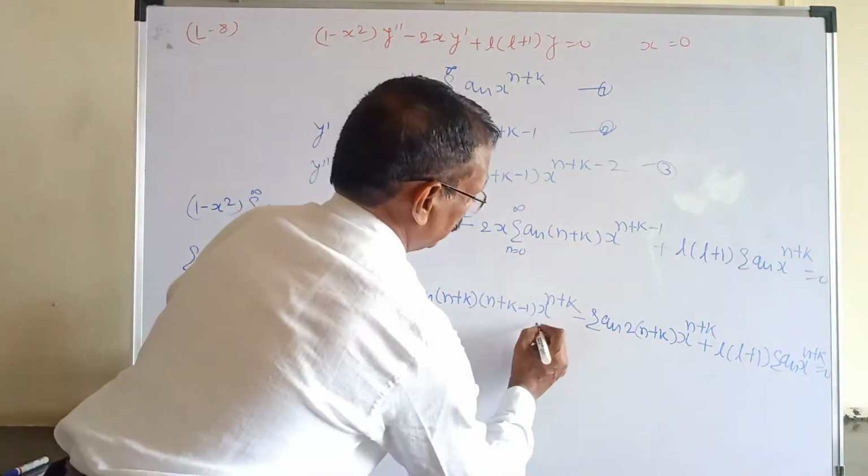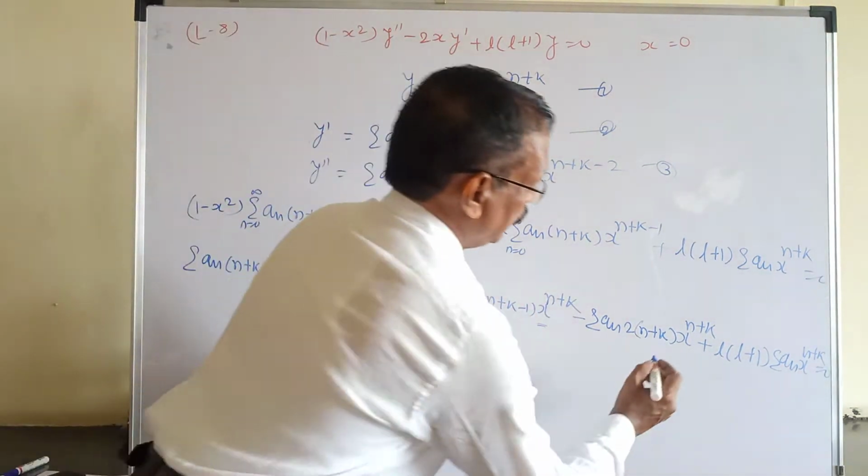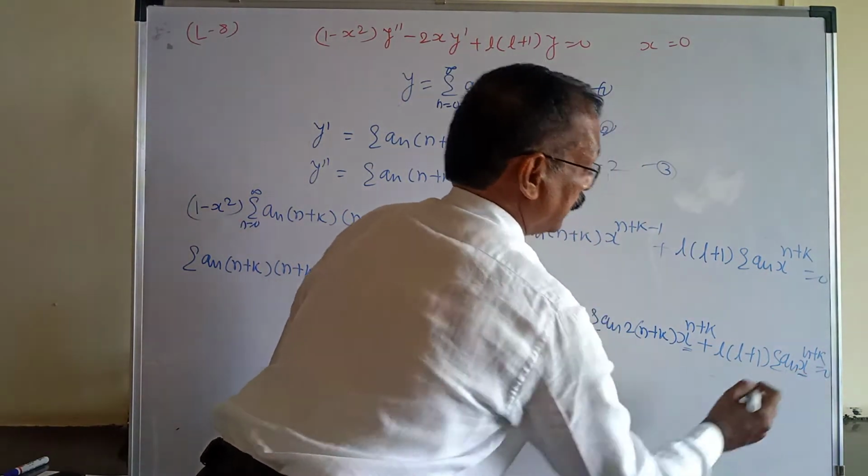Now see here, observe the equation. Here is the x^(n+k), here is the x^(n+k), and here is also the x^(n+k).